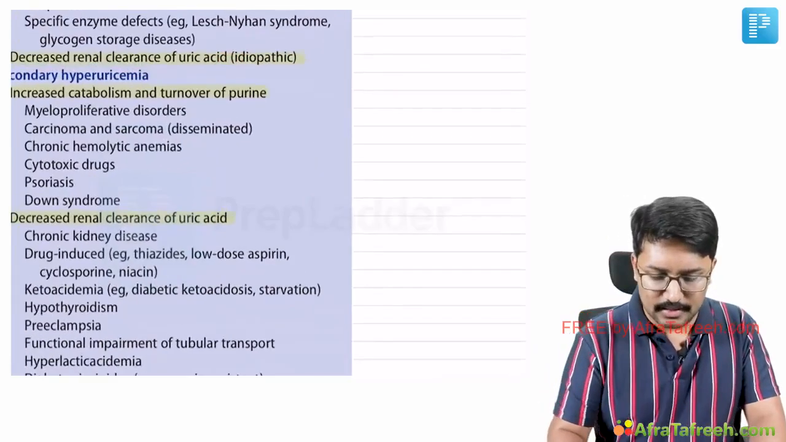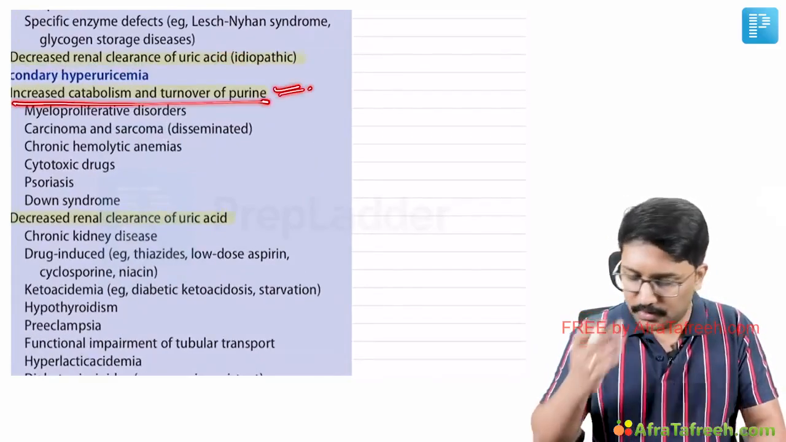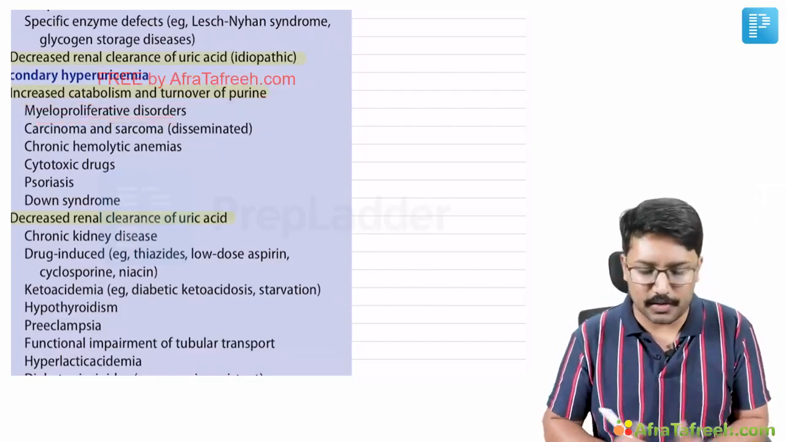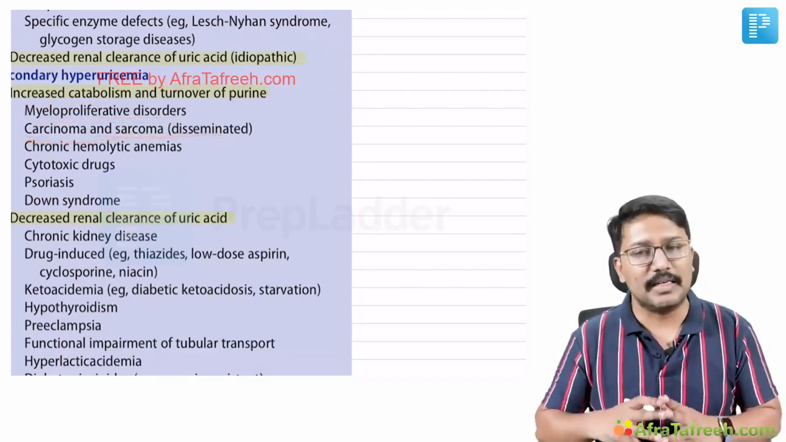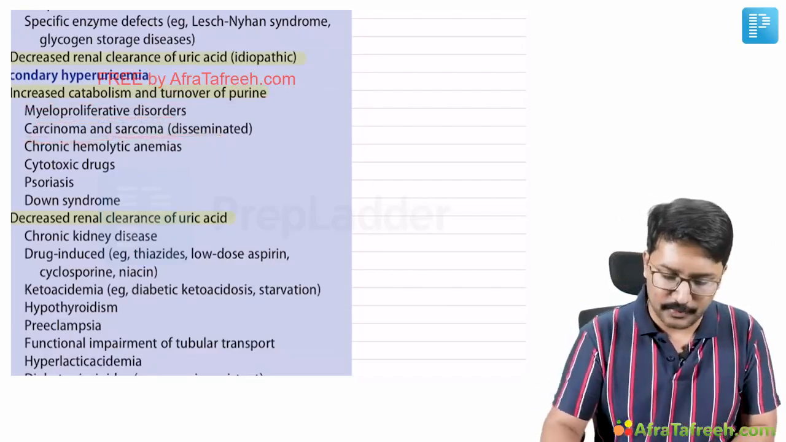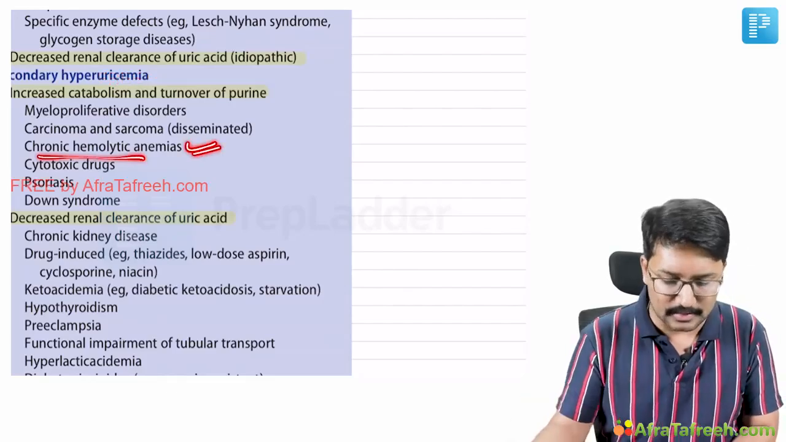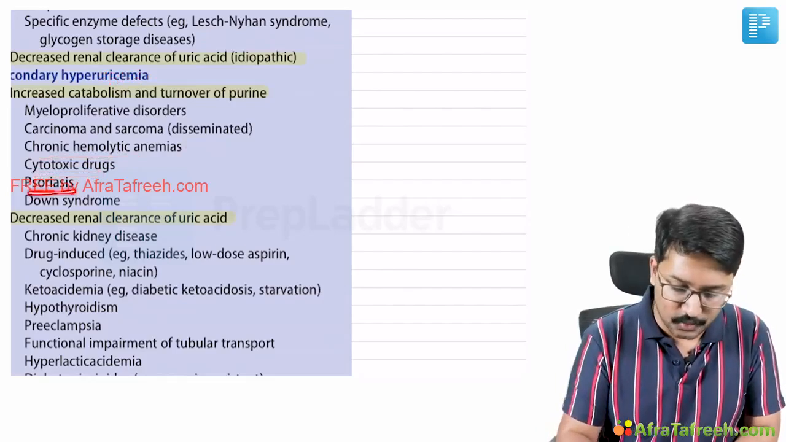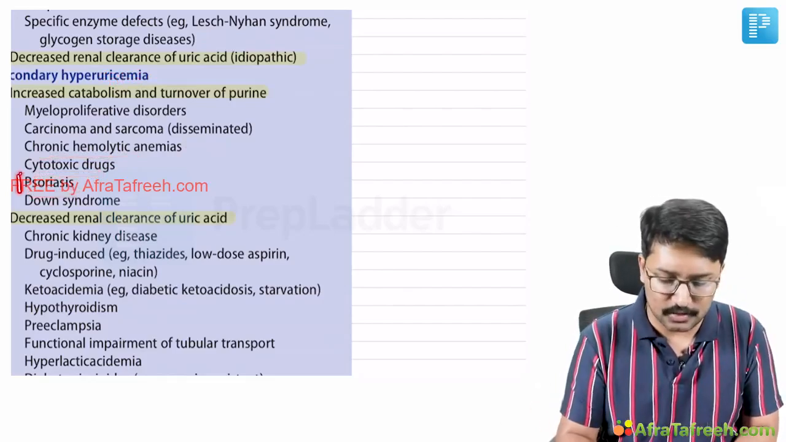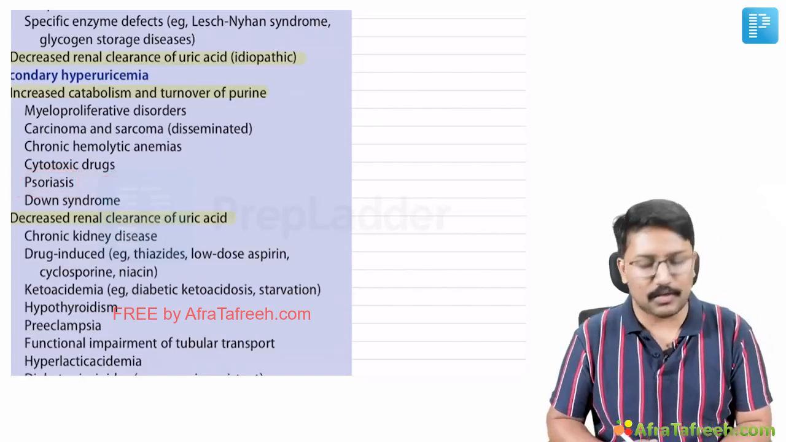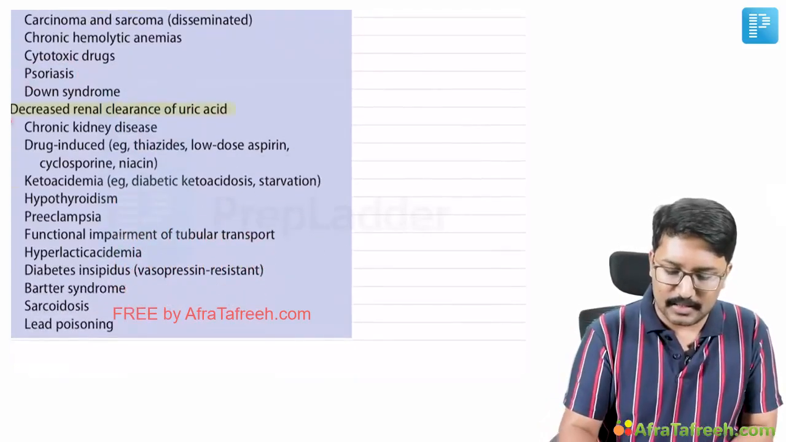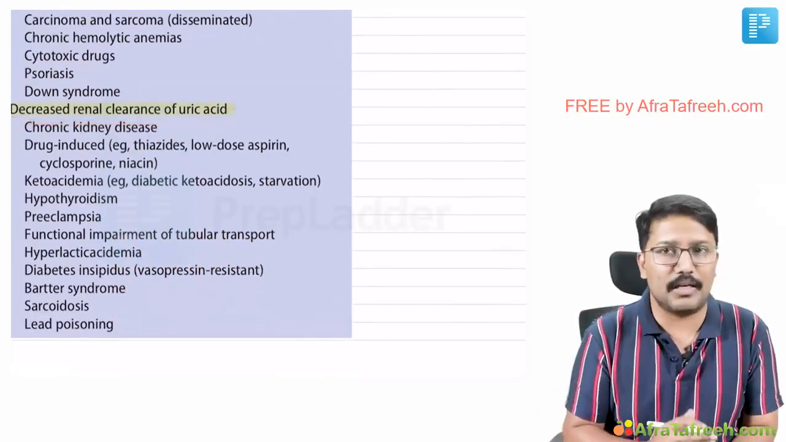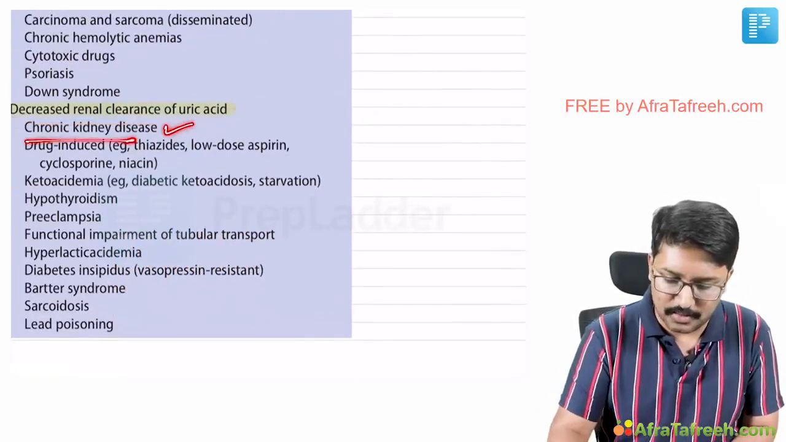Now talking about the secondary, increased catabolism or turnover of purine can occur in conditions where there is increased cell turnover, like myeloproliferative disorders, malignancies, especially disseminated or metastatic malignancies. Then chronic hemolytic anemia, again increased cell turnover. Cytotoxic drugs causing cell lysis, increased cell turnover. Psoriasis, where there is rapid cell turnover. We recognize psoriasis as an important risk factor for gout. And then decreased renal clearance of uric acid. So we're talking about secondary, which means abnormal kidney function, so CKD should be first in the list.